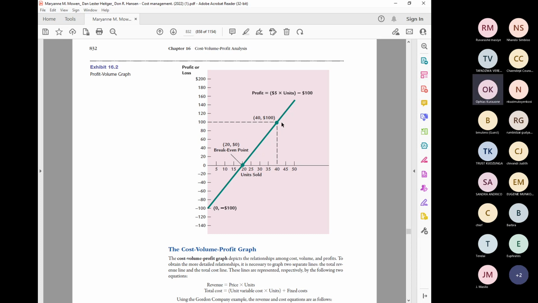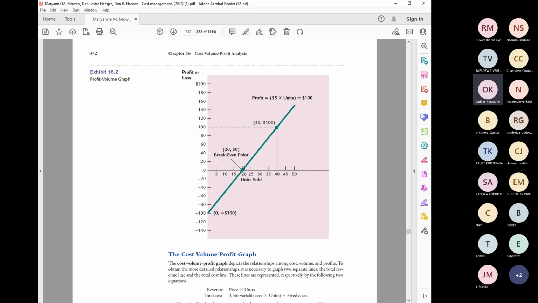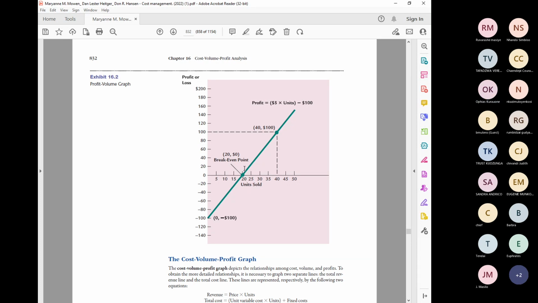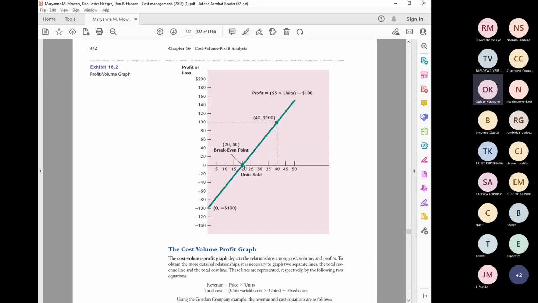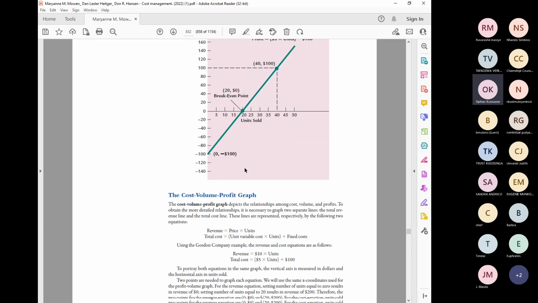Then here is now a profit from here. So it means this company requires producing 20 units or selling 20 units so that it arrives at the break even point. That's the required rate. You can construct your own graph to copy.